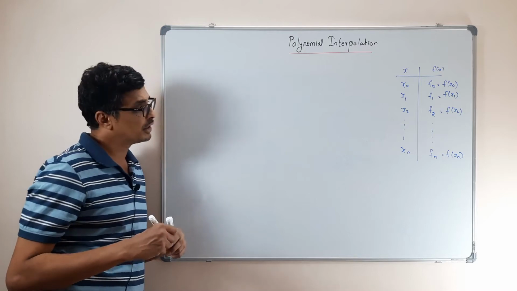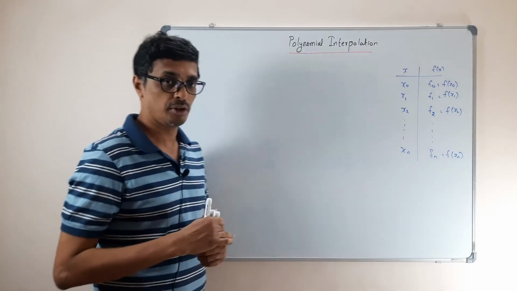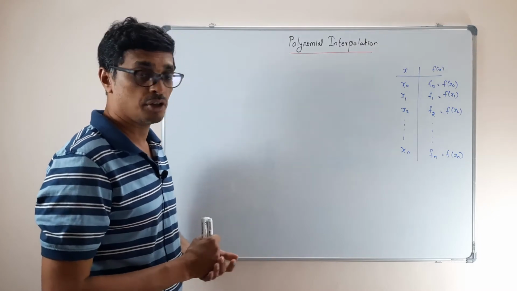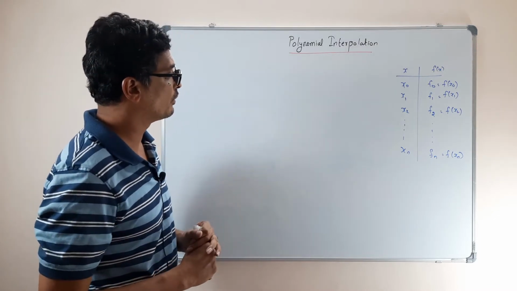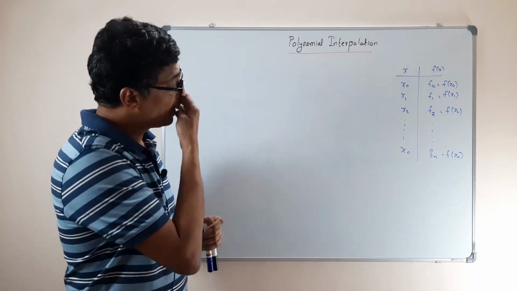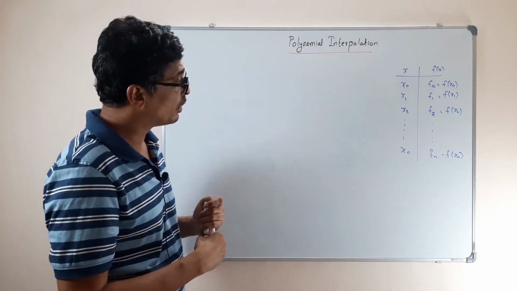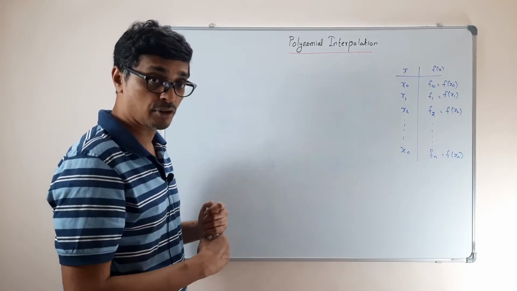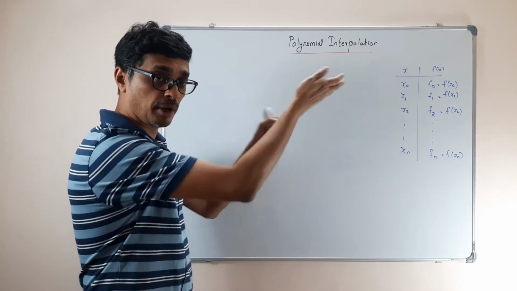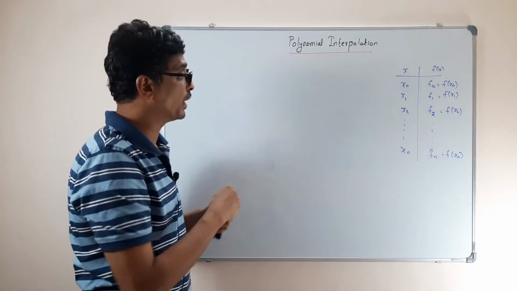When the data points are evenly spaced, we can use the Newton forward or backward difference to interpolate the value of the function at any unknown x. Or we can use this forward difference to construct the polynomial, and using the polynomial we can interpolate the value of the function at some unknown x.